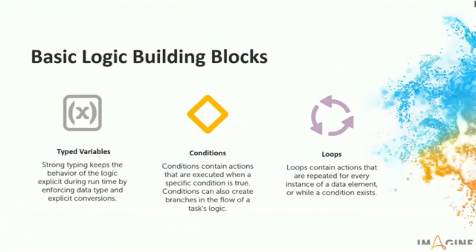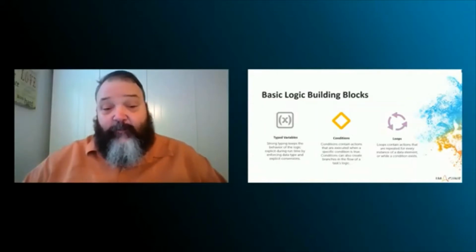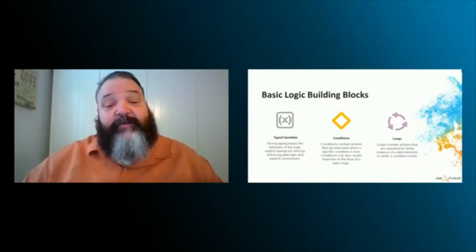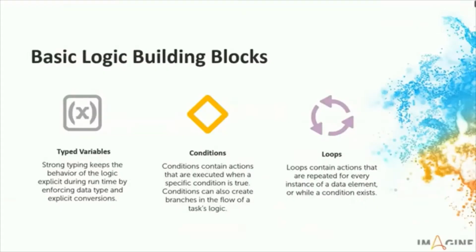Another building block is conditions, or if-then expressions. Conditions contain actions, a block of code that's only executed if the condition is true. We can also branch the flow of the bot by using an if-then condition that contains an else. If one thing is true, we'll do one set of actions, and if a different condition is true, we'll follow a different path. So conditions allow us to branch how the bot flows.